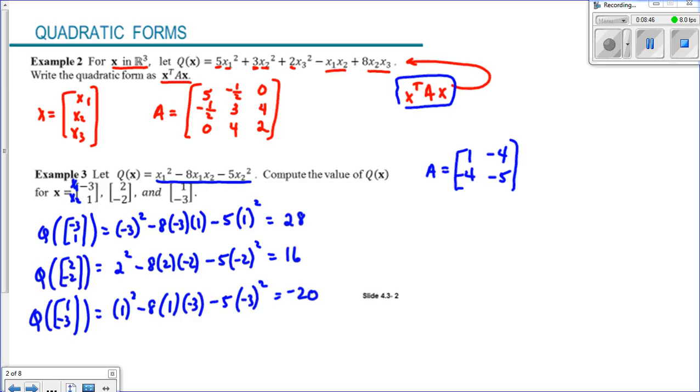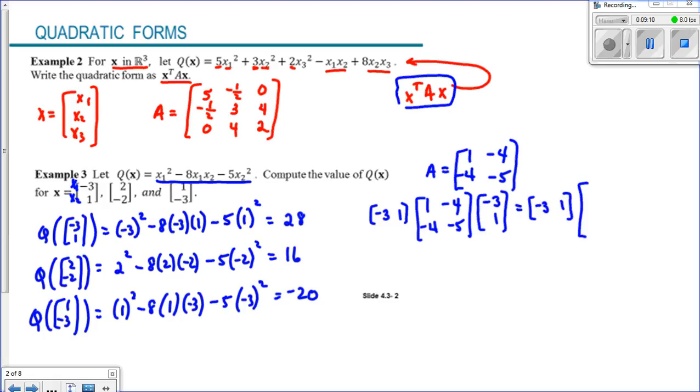So that means this first one should be negative 3, 1. I'm doing x transpose times A times x. The last two multiplied will give me a 2 by 1. I'll have negative 3 minus 4 is negative 7, and then 12 minus 5 is 7. 21 plus 7 is 28. And you see we did get the same answer here and here.